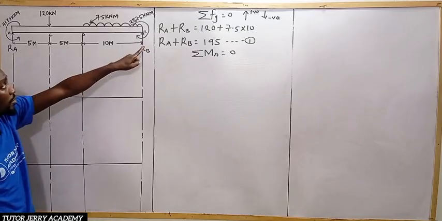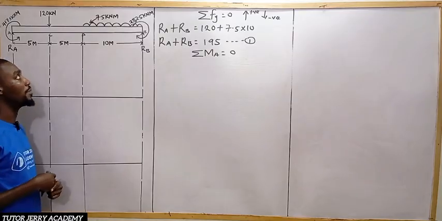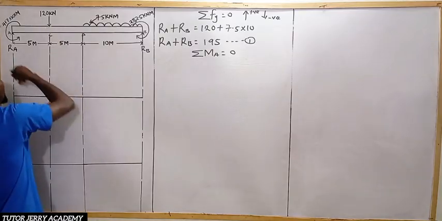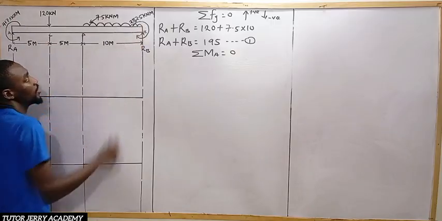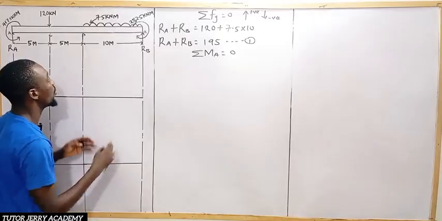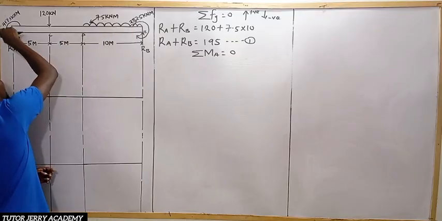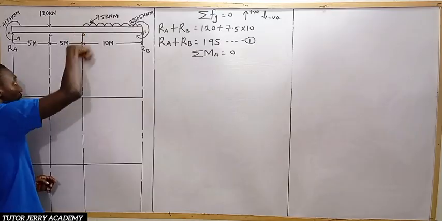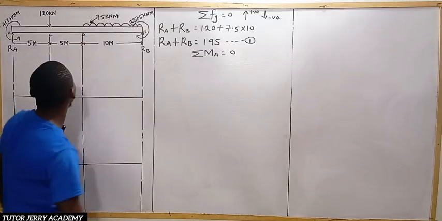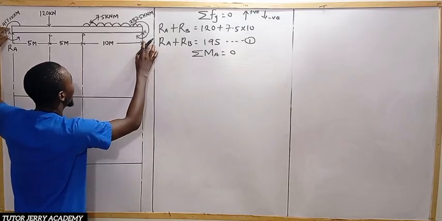So the moment produced by this upward force will be positive, and this anti-clockwise moment will be positive, while our downward force is going to be giving us a clockwise moment, going in the opposite direction to the moment. So while this moment is positive, this moment here will be negative, and the downward force is negative. So let's take our moments with respect to point A.